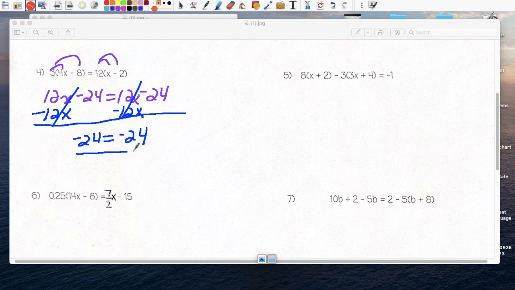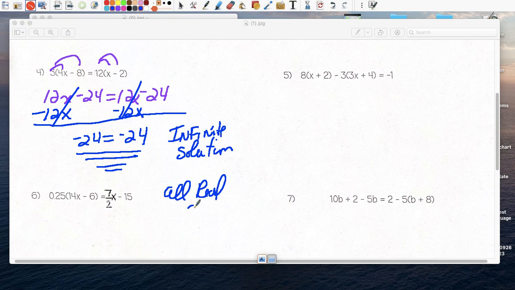Notice that when you come to a situation like this, where the left side equals the right side, this one says there's an infinite number of solutions. The solution is all real numbers, because it doesn't matter what value of x we use, it's always going to be correct.